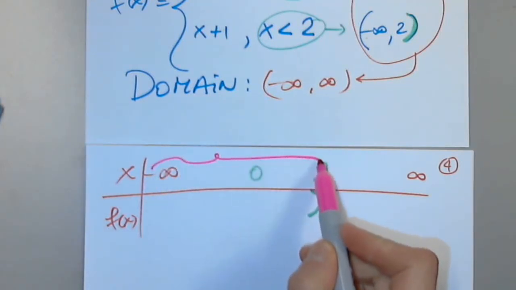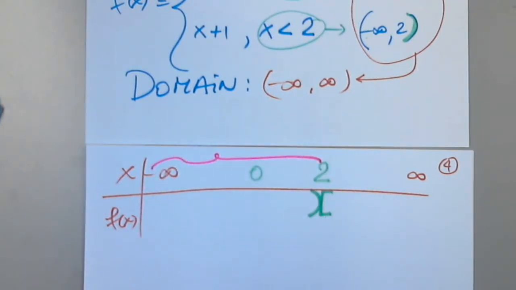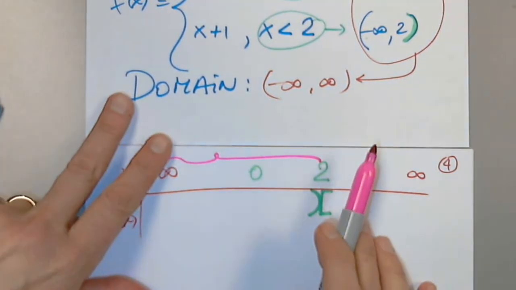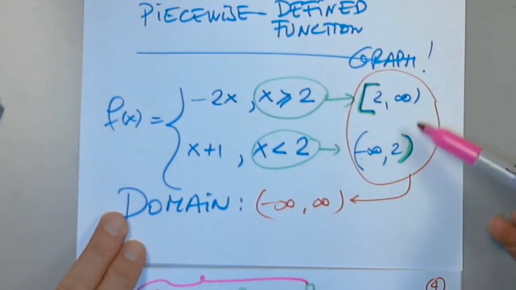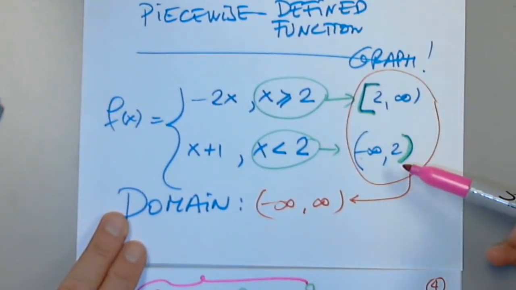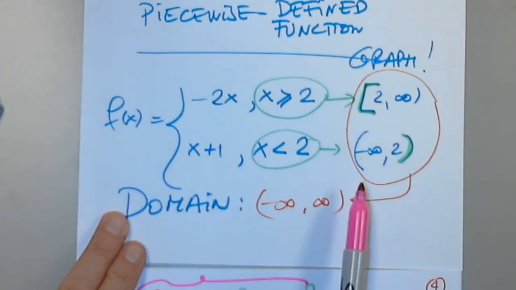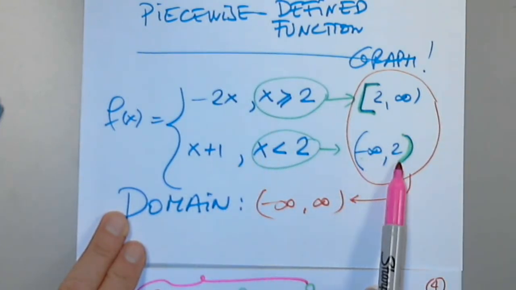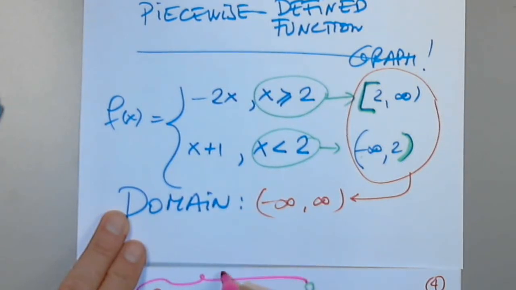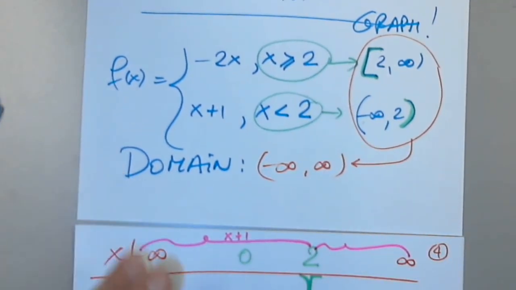Can you please tell me which function, which piece, which is also a function, will you use for negative infinity to 2? X plus 1. Indeed, very good. This is tricky. I intentionally reversed them. This was intentional. To make sure that you understand that this is negative infinity to 2, and I have to use this function, and I'm going to write it here. I know this is redundant now. Which function will I use for 2 to infinity?